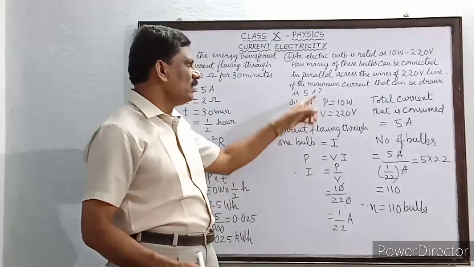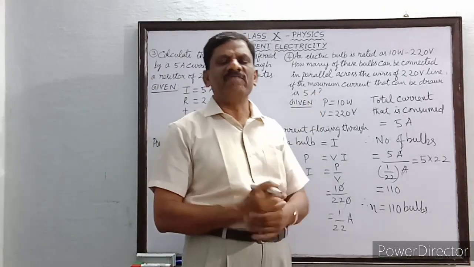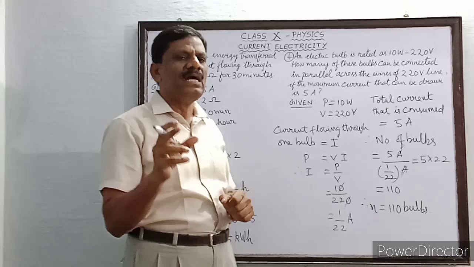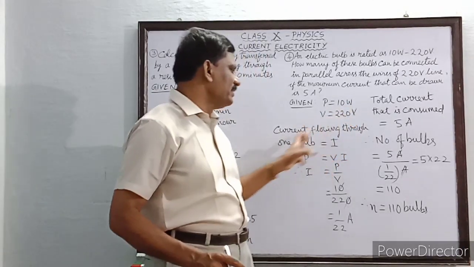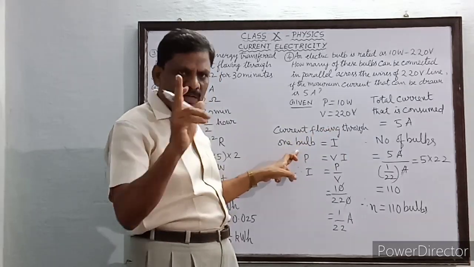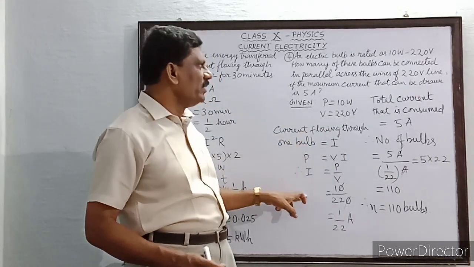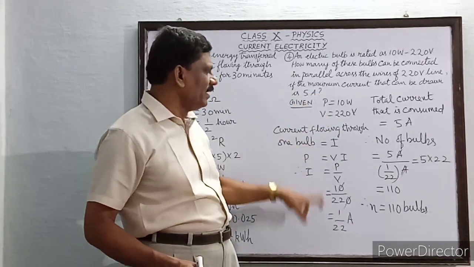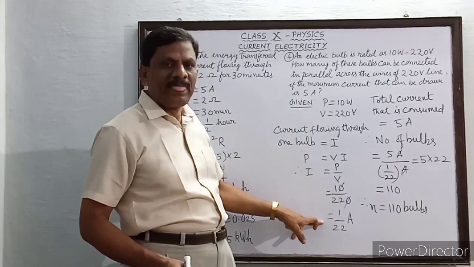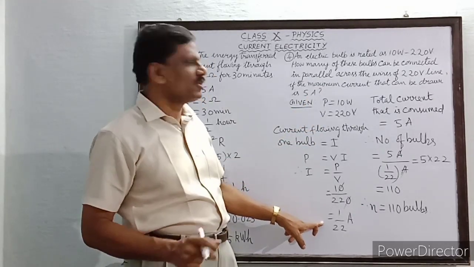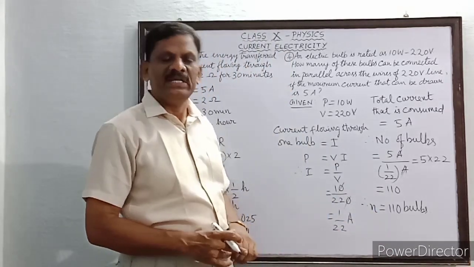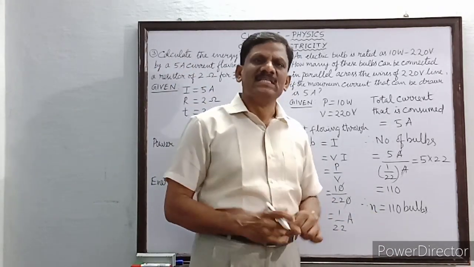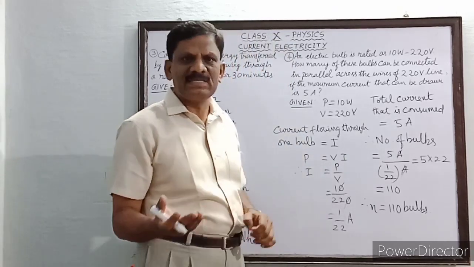That's good. So as usual, write the given quantities for every individual bulb. How much power is given, how much voltage it can withstand is given. From that, you find out the current flowing through one bulb, and you divide the total current by the current consumed by a single bulb, so that you will get the total number of bulbs that can be connected in parallel. Did you all understand? Very good. Shall we go to the next sequence of sums? That's good.